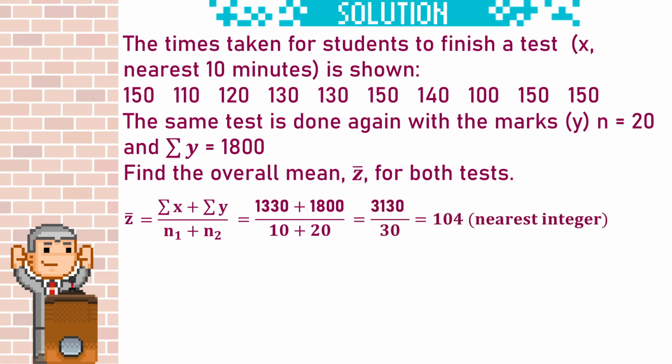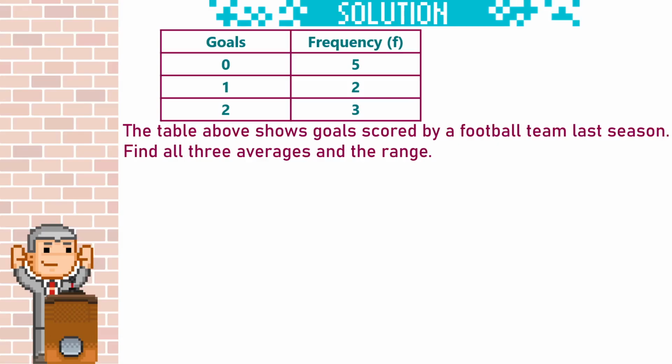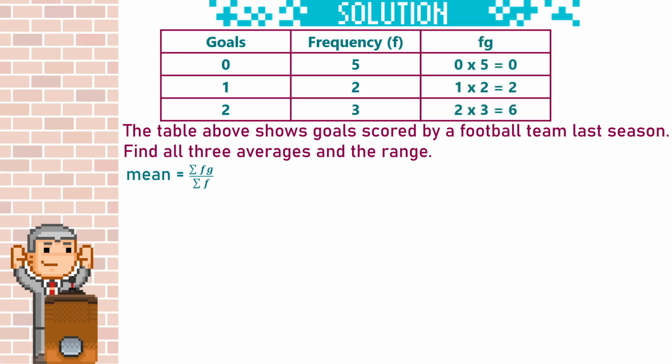To find the mean, we need to add up the amount of goals scored and divide by the number of matches. We can add an FG column onto our table to find the total number of goals scored for each row. We add these and divide them by the number of matches, which we can find by adding the frequency column up. The mode is the most common number.